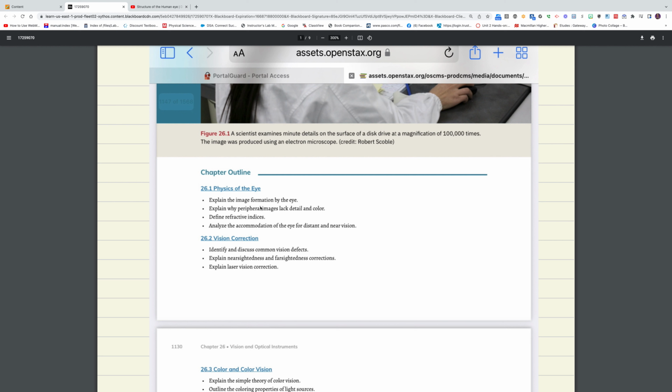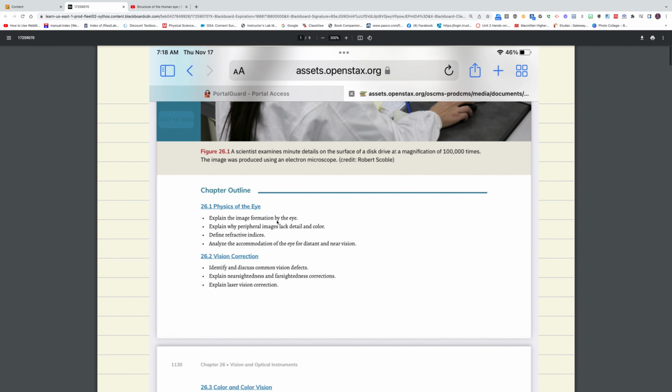The first video is going to be only physics of the eye. We're going to explain also how the image is forming, and we are going to talk about the refractive indices related to different parts of the eye, and analyze the accommodations of the eye when we have distant or near vision. Now, the second part is going to be about vision corrections.